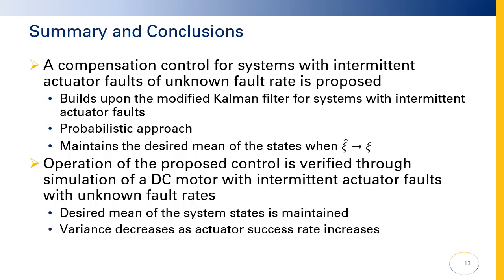In this presentation, I discussed a proposed compensation control for systems with intermittent actuator faults with an unknown fault rate. This technique builds upon the modified Kalman filter using MME for identifying the fault rate of the actuator and takes a probabilistic approach to the control. In particular, the compensation control maintains the desired mean value of the system states when the estimated fault rate approaches the true fault rate. The operation of the proposed compensation technique was verified through the simulation of a DC motor for several actuator fault rates, and it was observed that the technique maintains the desired mean value of the states while slightly increasing the variance from the healthy states.